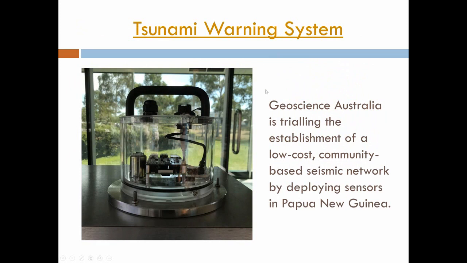So, tsunami warning system. Geoscience Australia has stuff in New Guinea. That makes sense because New Guinea is getting hit by those earthquakes coming out of Japan. There's a little video about it. And that is all. Well done.